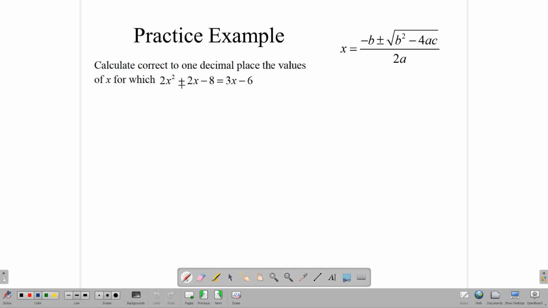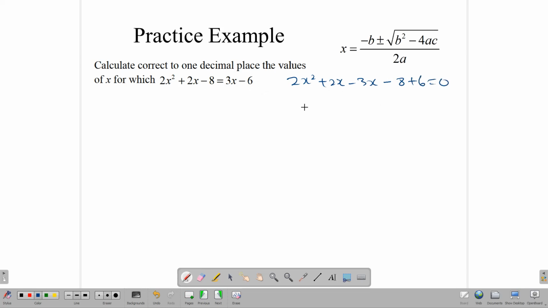Here we have 2x squared plus 2x minus 8 is equal to 3x minus 6, and we want to calculate to one decimal place the values of x for this equation. Now notice this equation does not end with a 0, so we need to make it end with a 0 by removing these here and putting them on the other side. So we have 2x squared plus 2x. This is a positive 3x, so we subtract it on the other side. And this is negative 6, so we add it to the other side. So we have minus 8 here plus 6 equals 0.